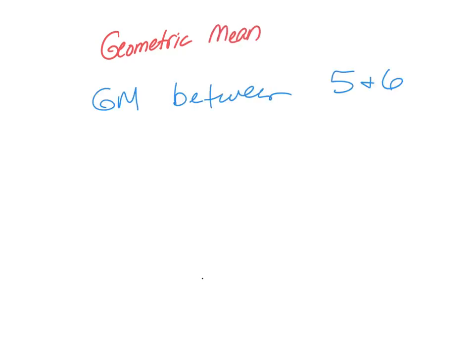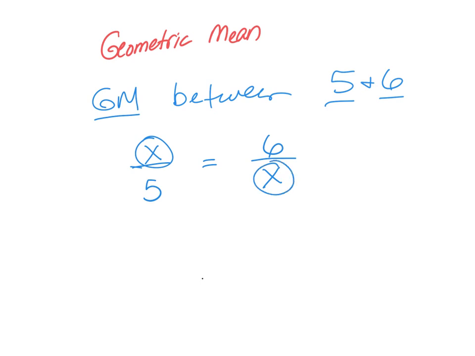So if we're asked for the geometric mean between 5 and 6, these are the two numbers we want the geometric mean of. When we set up our proportion, what is the geometric mean between 5 and 6? The geometric mean goes in two places, and the other numbers go in the other two places, okay? So whenever you see the word geometric mean, whatever is the geometric mean goes in two places. Okay, that's going to come up in a minute.